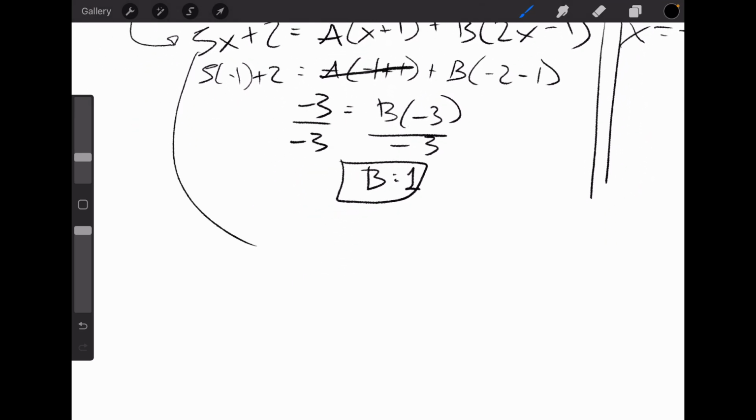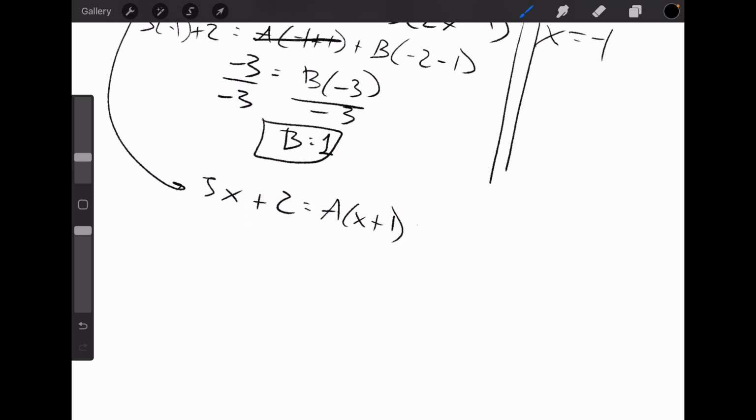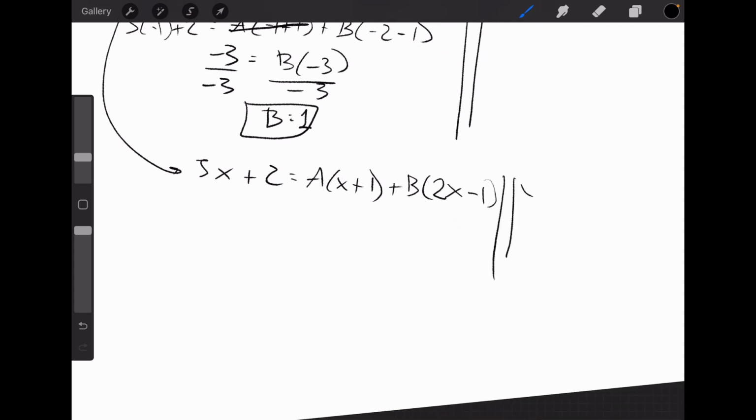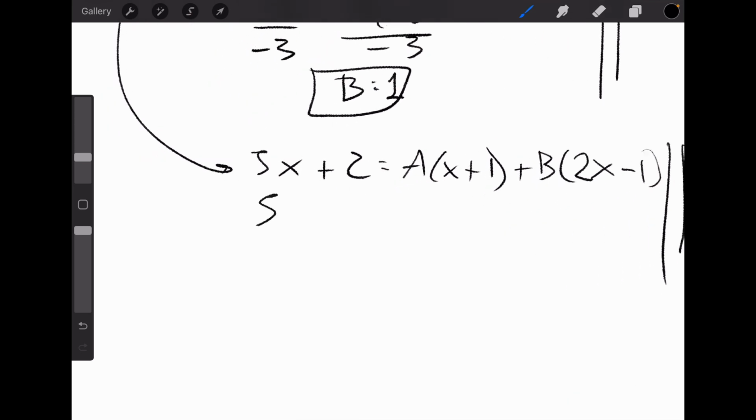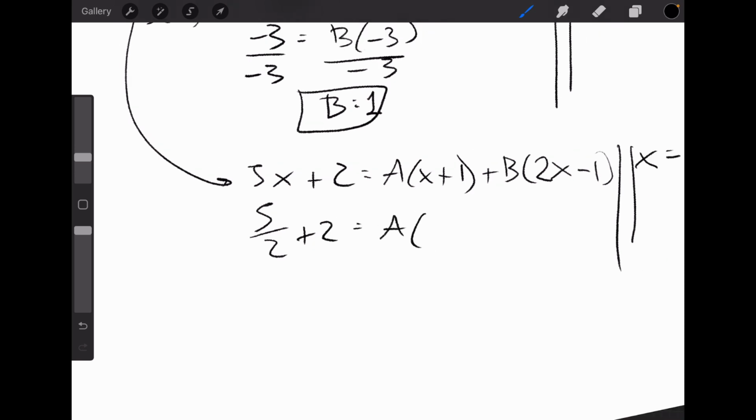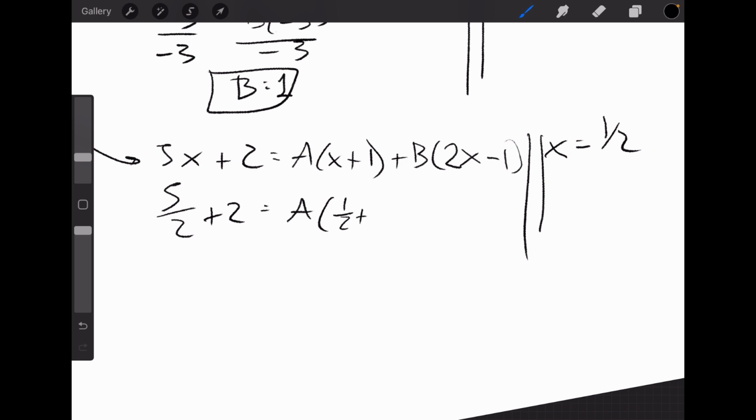Then we have to use this again, and this time we're going to cancel out b. 5x plus 2 equals a times x plus 1 plus b times 2x minus 1. And now x is going to equal 1/2. 5 over 2 plus 2 equals a times 1/2 plus 1, plus b times 1 minus 1.